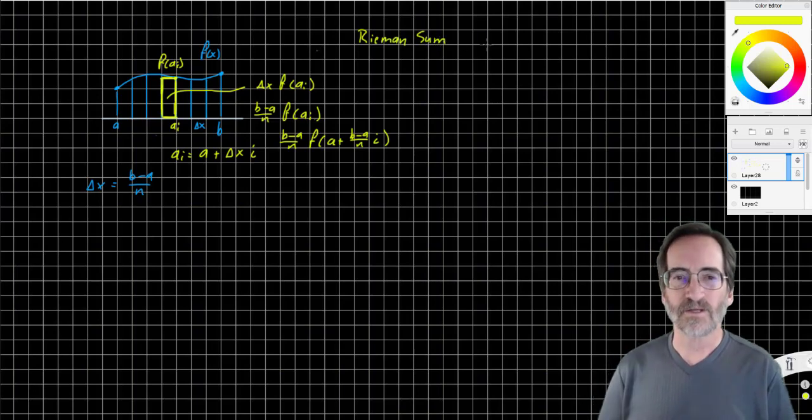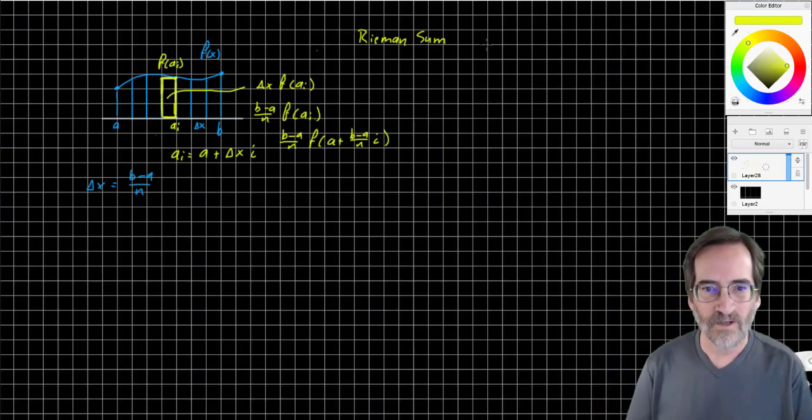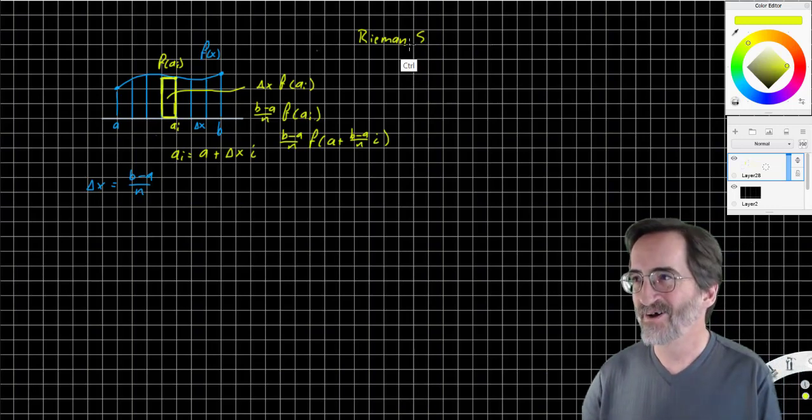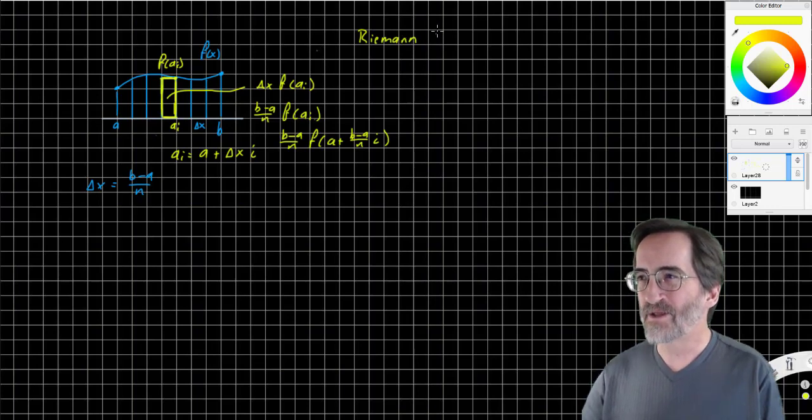I always forget, does Riemann have, yeah, it has two ends. Riemann. It's German, and I don't pronounce it quite right. It's Riemann or something like that. Riemann sum. I just say Riemann sum.